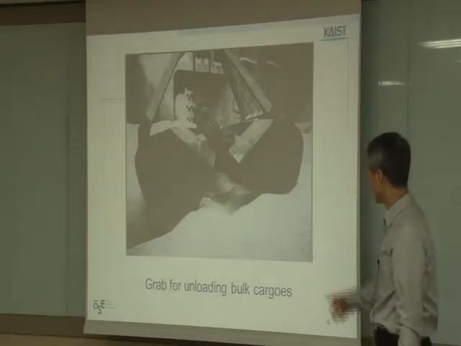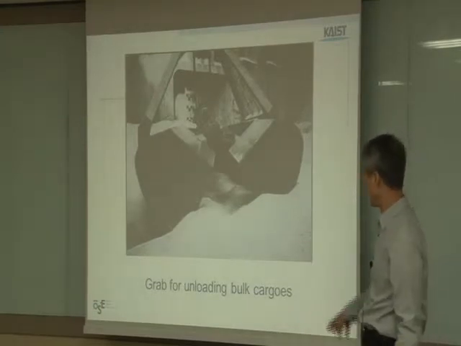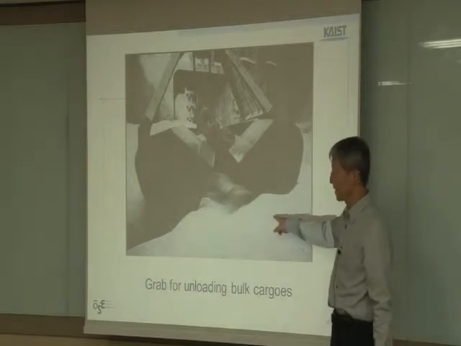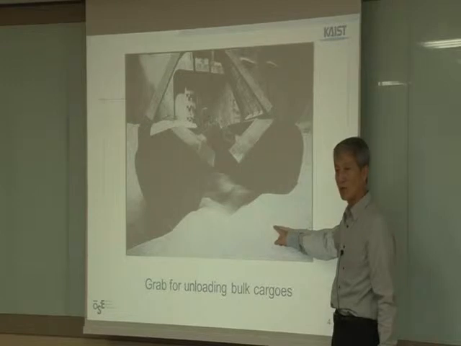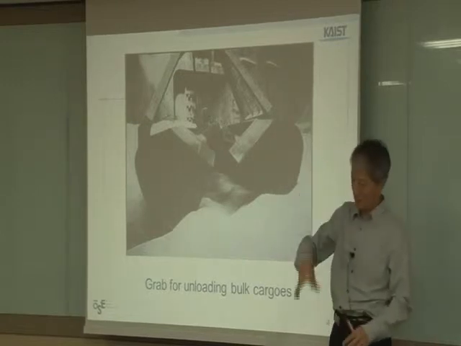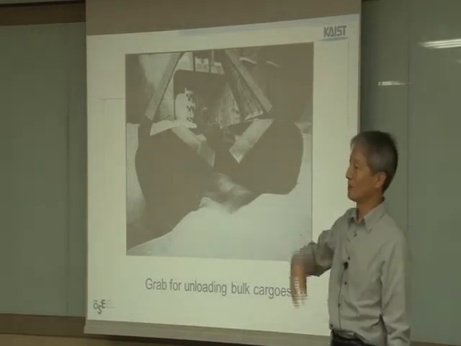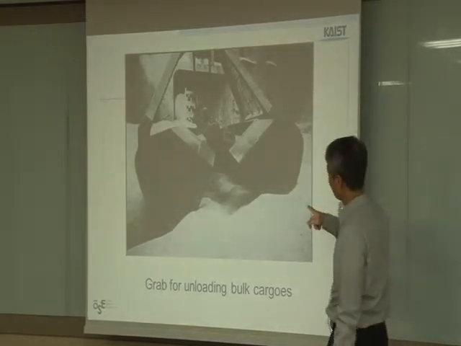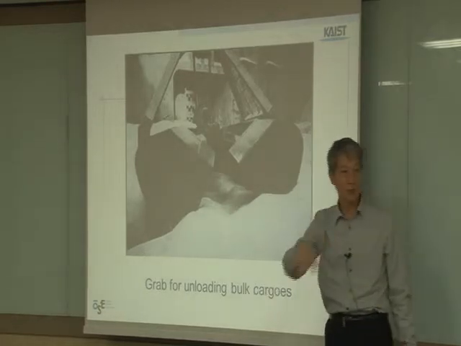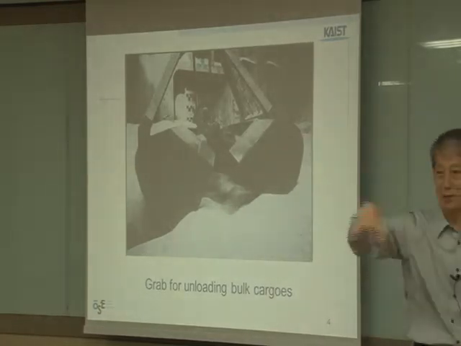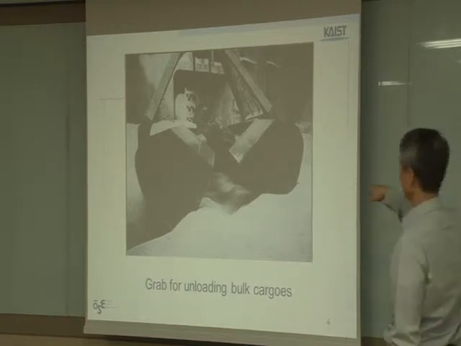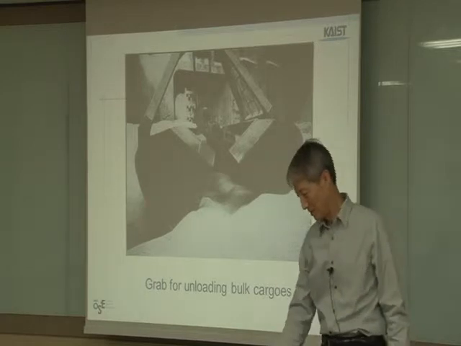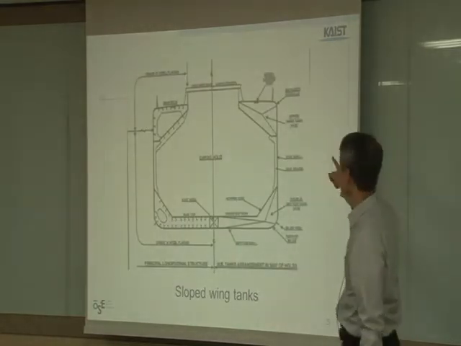So this is a graph for unloading bulk cargoes. It looks like grain, but it can be coal, can be ore, any kind of thing that can be spread out. But when you see ground structure work, they are digging soil and a bucket is used, right? The same one, but a different style, bigger. That's the dry bulk carrier.